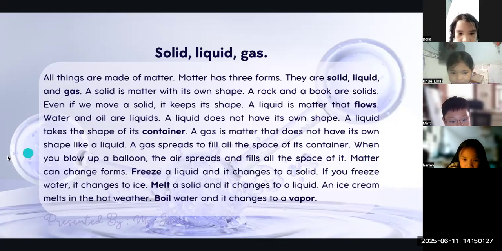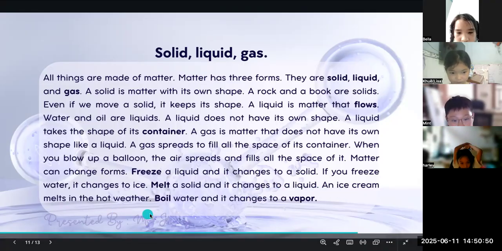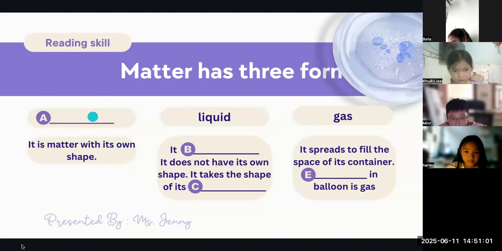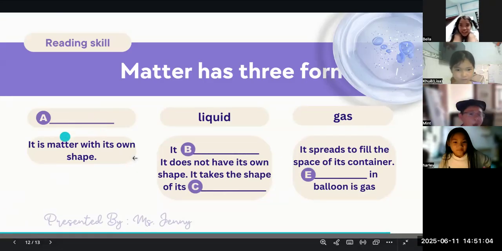Yes. Matter can change forms. Freeze a liquid and it changes to a solid. Yes. If you freeze water, it changes to ice. Melt a solid and it changes to a liquid. Ice cream melts in the hot weather. Boil water and it changes into vapor. Yes. Okay, before we play the games, we will have our writing section.